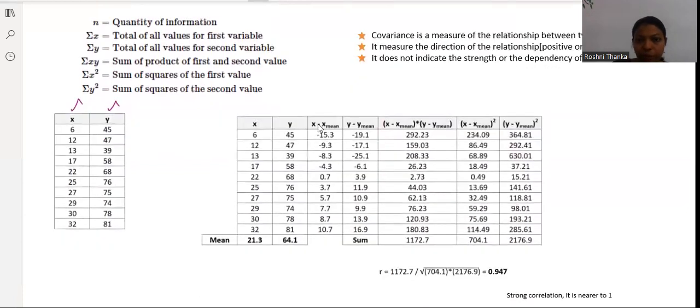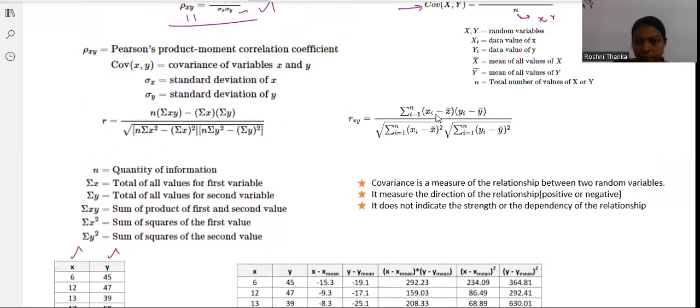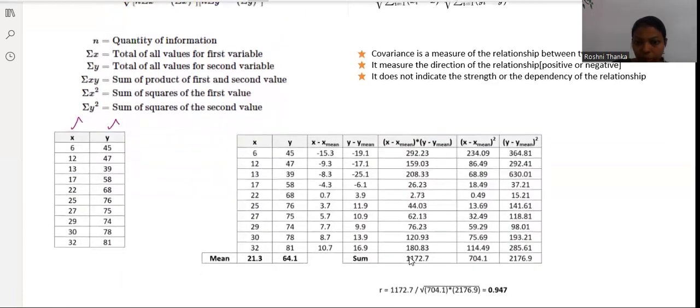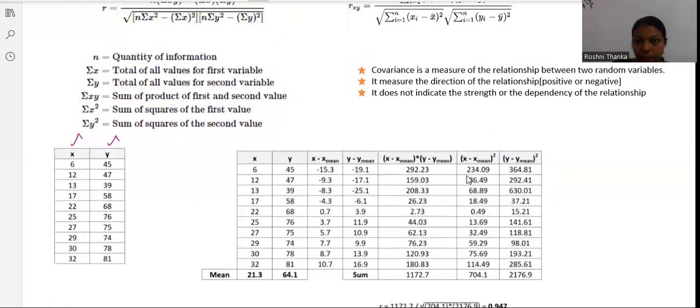And then after finding xi minus x bar and yi minus y bar, what do we want to do? We want to multiply both. So we are multiplying this value with this value. Minus 15.3 into minus 19.1 will give you this value. And finally, we want to find the sum of all. We got it. Then what is the next thing we want to find?